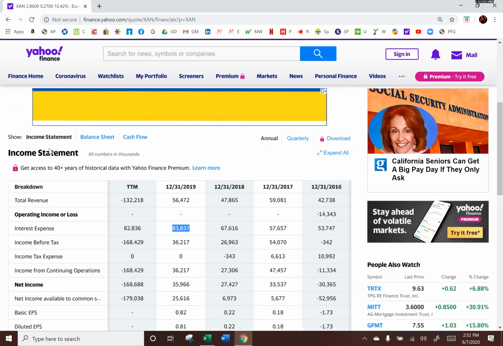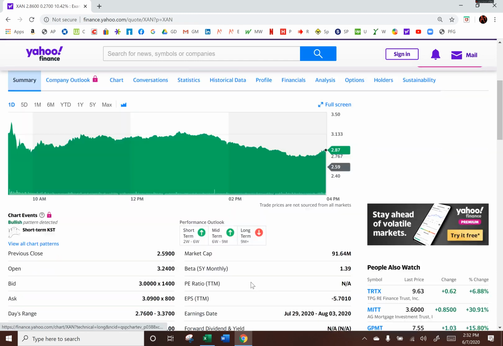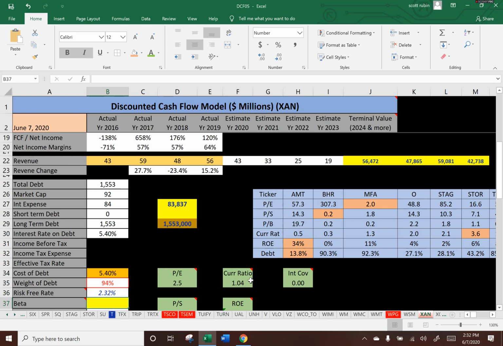Now let's look at the beta. Let's get the cost of equity. The beta is 1.39.